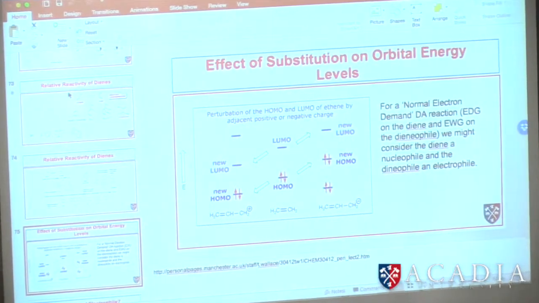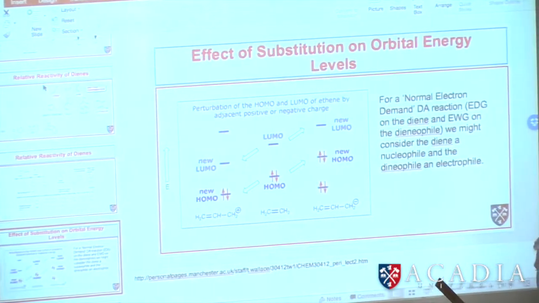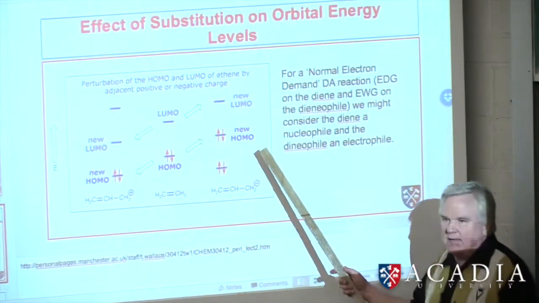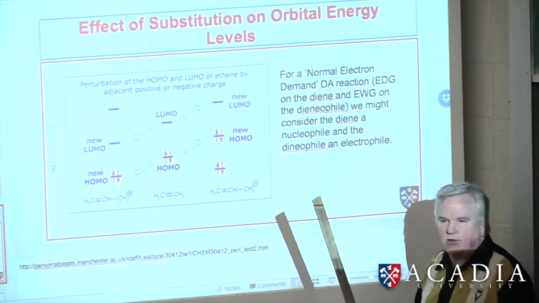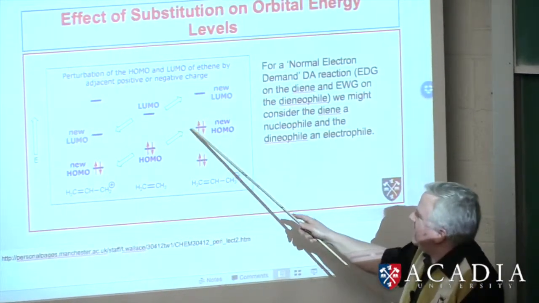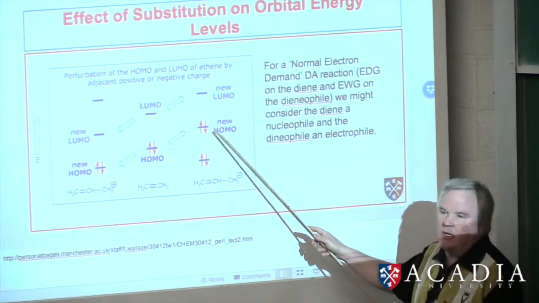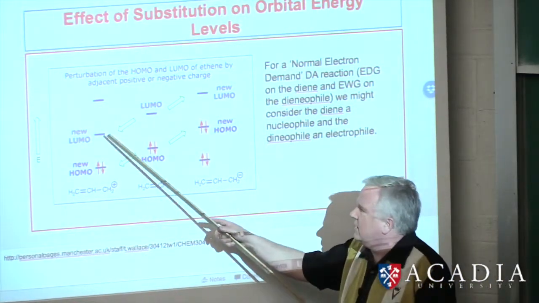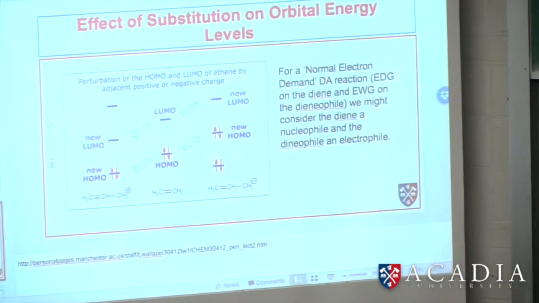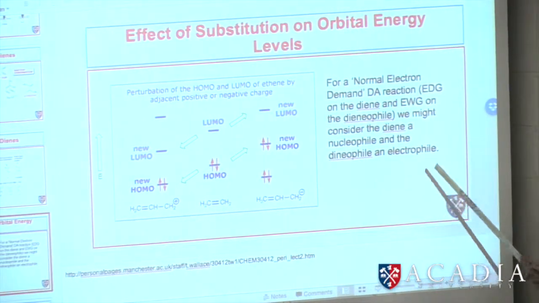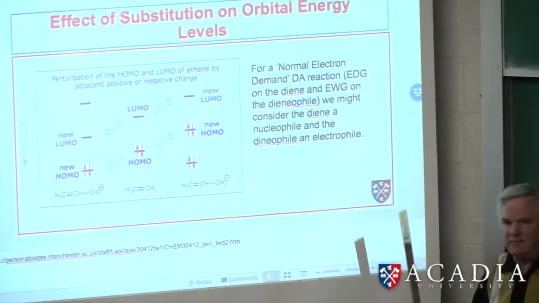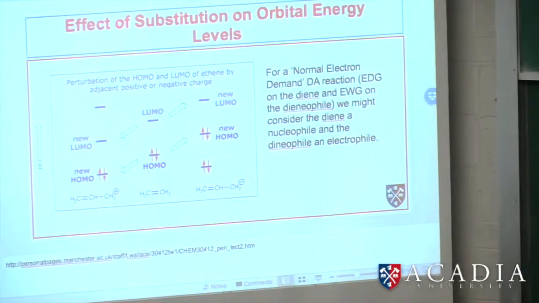Also, this idea of the energy levels of the orbitals is important. When we have electron-rich things, they will be the nucleophilic component. In other words, where we have high energy HOMOs, they will be nucleophiles, and low energy LUMOs will be good electrophiles. Typically, we have electron donating groups on the diene and electron withdrawing groups on the dienophile. Okay, I don't want to get too much into this stuff.